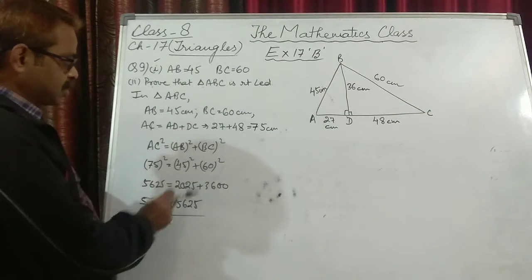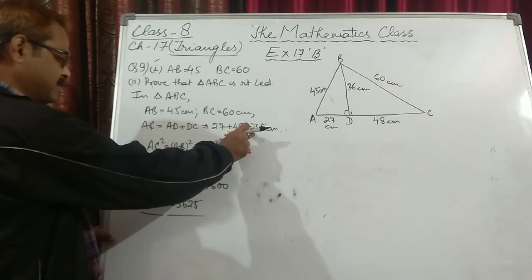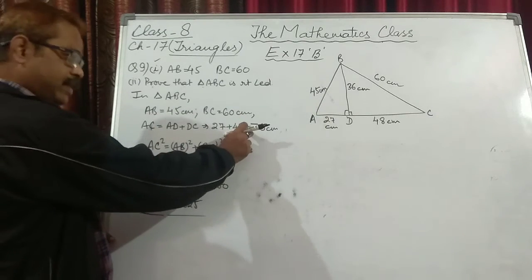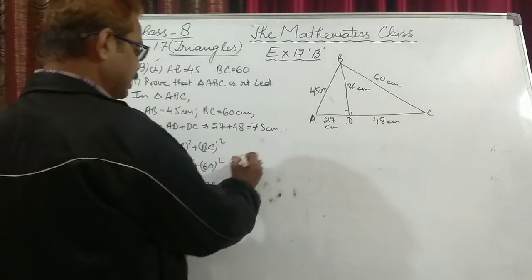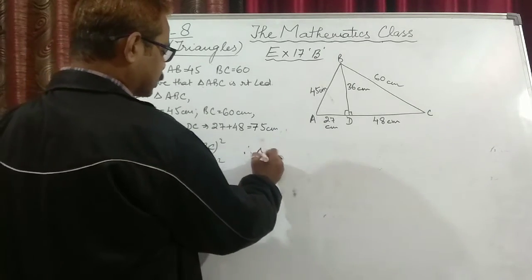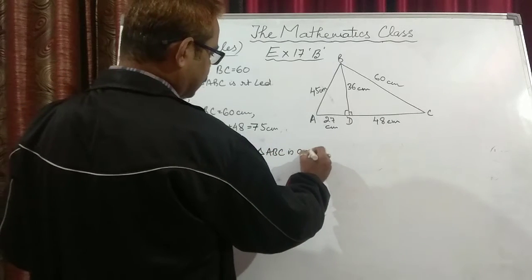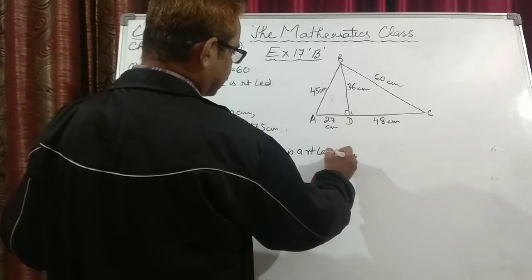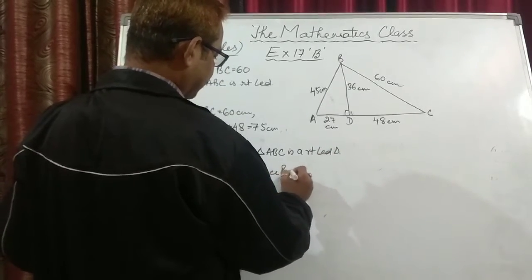So I checked my calculation. There was a small error here. I made a mistake. It would have been 75, but I wrote 65. So now these two are equal. So we can say, therefore, triangle ABC is a right angled triangle, and hence it is proved.